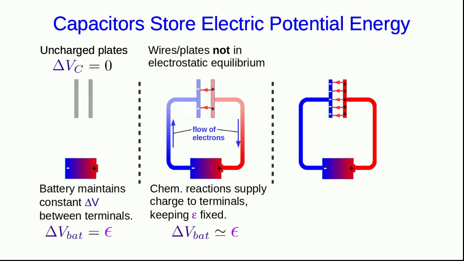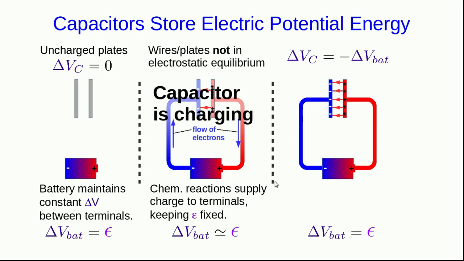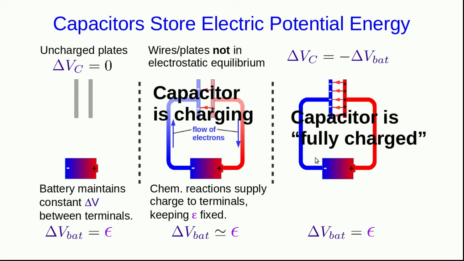Eventually, as the potential difference between the plates increases, we get a situation where the potential difference across the capacitor plates is just the negative of the potential difference across the battery terminals. So think of it in terms of the ski hill analogy. If you were a skier getting on the lift at the negative terminal of the battery, you go up some potential difference to get to the positive terminal. You have to come back down the exact same potential difference to get back to where you started. We say the capacitor is charging when a flow of electrons is occurring and the charge on the plates is increasing, and we say that it's fully charged once that flow stops.